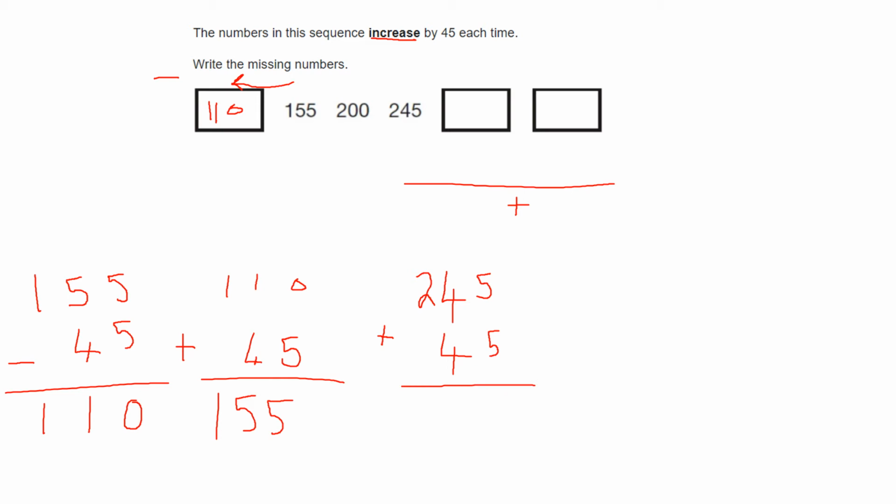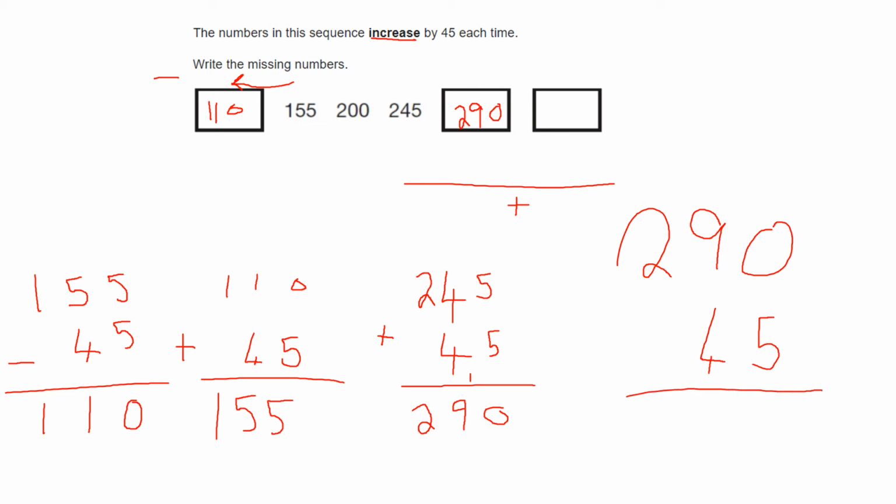So 5 add 5, 10. Carry the 1. 4 add 4 is 8, add 1 is 9. 2. So I've got 290. Then I've got 290, and to move forward again, I'm going to add on 45.